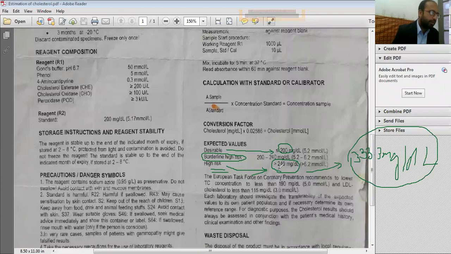So the doctor would recommend medication that would decrease the cholesterol level in blood serum, and would recommend exercise, and would provide a specific diet plan to control the cholesterol level. This is how we can estimate the blood cholesterol level in the serum. Any question up to this?